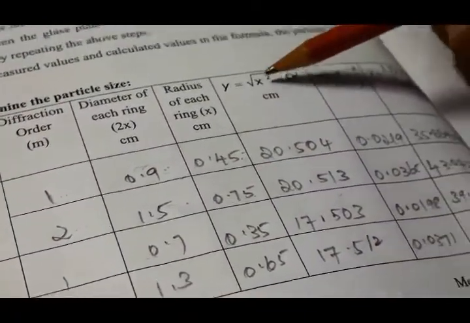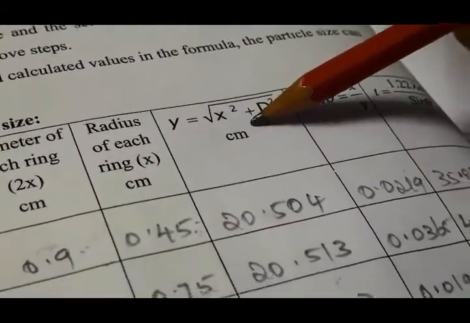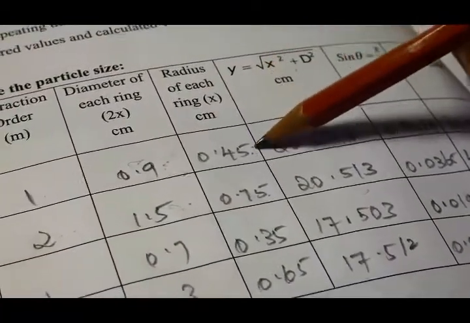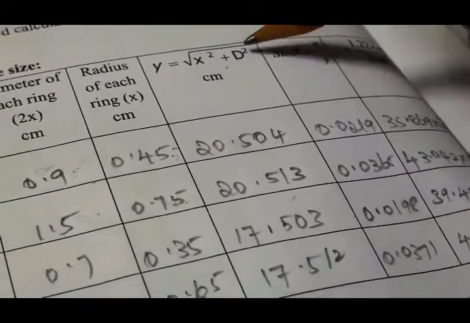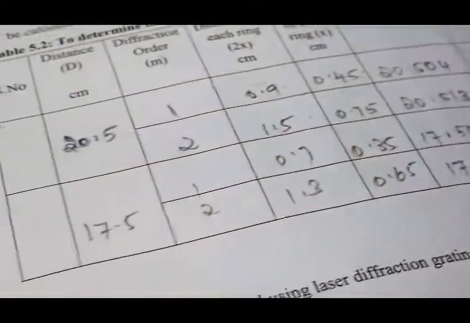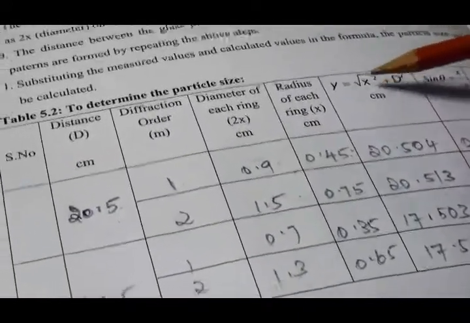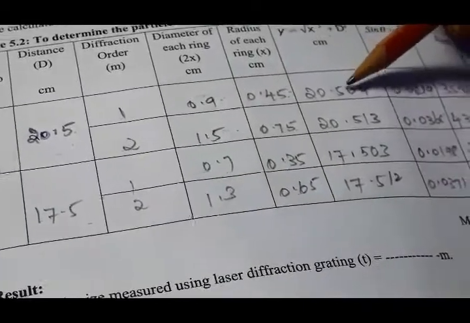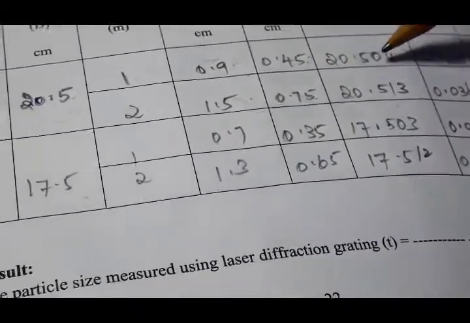Then y is equal to root of x squared plus d squared. The same formula you have seen in the determination of the wavelength of a laser also. Here x is the radius of the first order, and d is the distance between the glass plate and the screen, which is 20.5. So square 20.5, add the square of the radius, and find the square root, which is calculated as 20.504. Use a calculator and you will get this value.